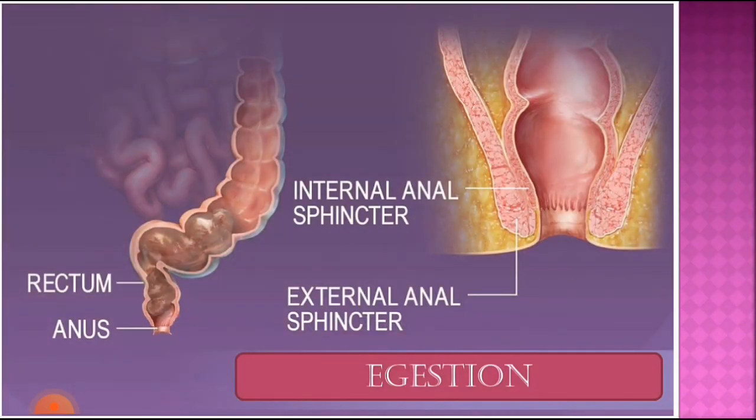And finally, the waste material gets collected in the rectum and comes out with the help of the anal sphincters from the anus, and this process is called egestion.